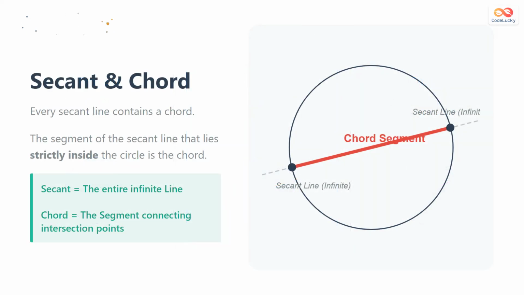Let's look closer at the relationship between a secant and a chord. Every secant line contains a chord. The specific part of the secant line that lies strictly inside the circle is the chord. So, while the secant is the entire infinite line shown here in gray and red, the red segment connecting the two intersection points is the chord.